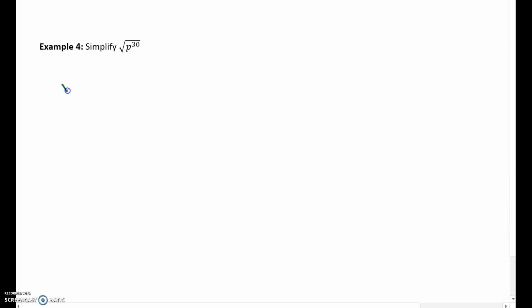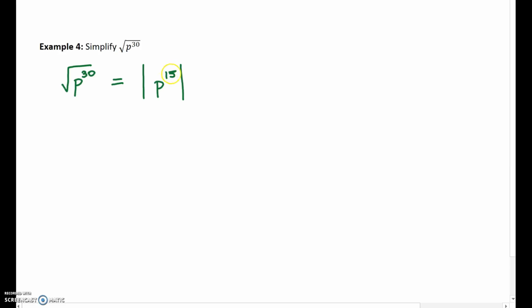Alright, this time we're getting the square root of another variable. When we talked about this, it's similar to the last example. It's going to be the absolute value. What you're going to do is divide the exponent by 2. So instead of the square root of p to the 30, we're going to write that as the absolute value of p to the power of 15.